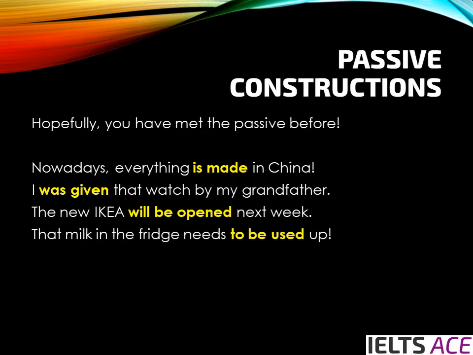So very simply, to make the passive, we use the third form of the verb, the past participle, and before that we have a form of the verb to be, and that's the bit that changes depending on what tense we're actually using.